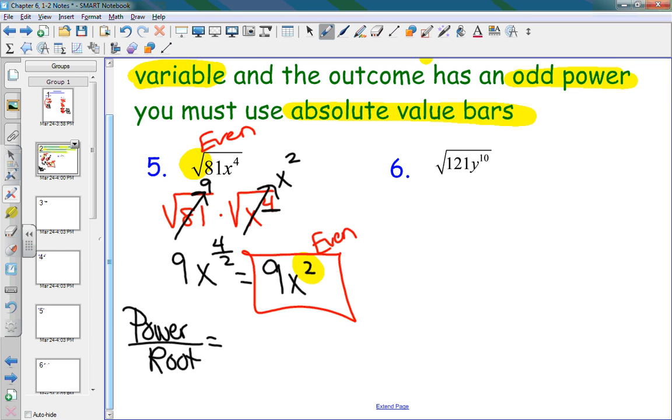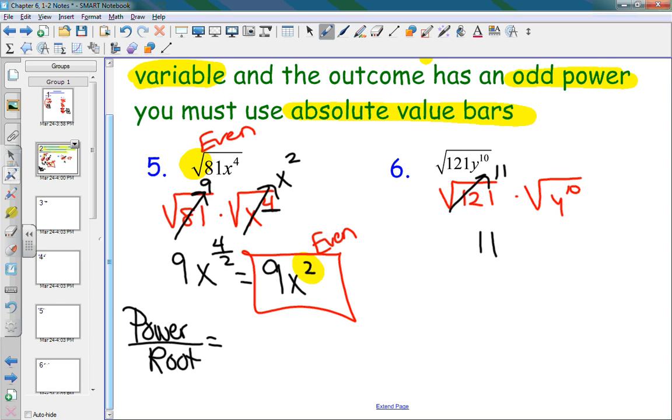Okay? Now let's go to number 6. If we look at number 6, what did I do with number 5 first? I split them up. I divorced them. So that's the square root of 121 times the square root of y to the 10. What number multiplied by itself is 121? That is 11. So this comes out as an 11.